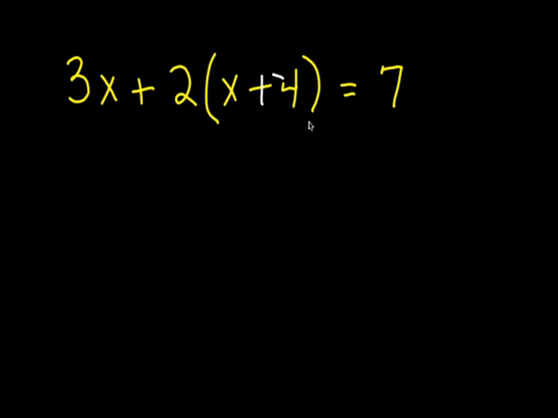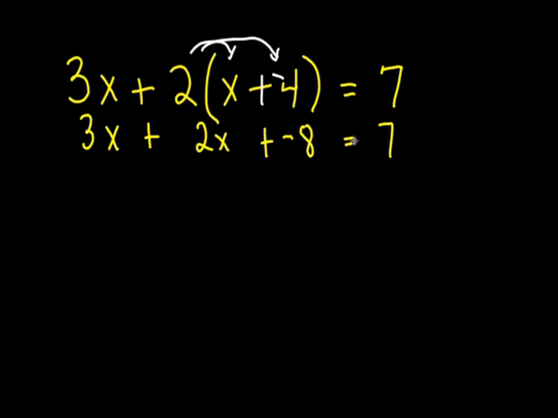And then I have these parentheses, so I have to do the distributive property. Always distributive property before combine like terms. So my new equation is 3x plus 2x plus 2 times negative 4 is negative 8. Get those integers right. Okay, combine like terms. I see I have an x term and an x term, so I add those up. So I have 5x plus negative 8 equals 7.